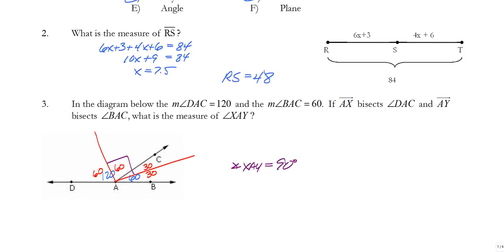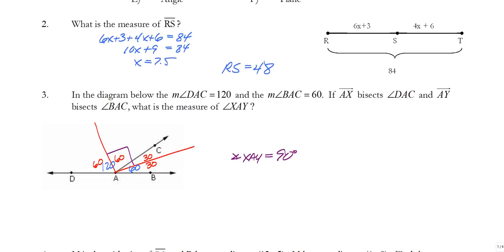Number 3 was a little bit of a tricky question if you tried to do it in your head. But it did tell you that DAC was 120, and it told you that CAB was 60. Now remember what an angle bisector does. If you were to draw AX and AY and bisect them like I did, you would see that the 120 gets split into 60 and 60, and the 60 gets split into 30 and 30. So if you add 60 and 30 together, you will have a 90-degree angle.